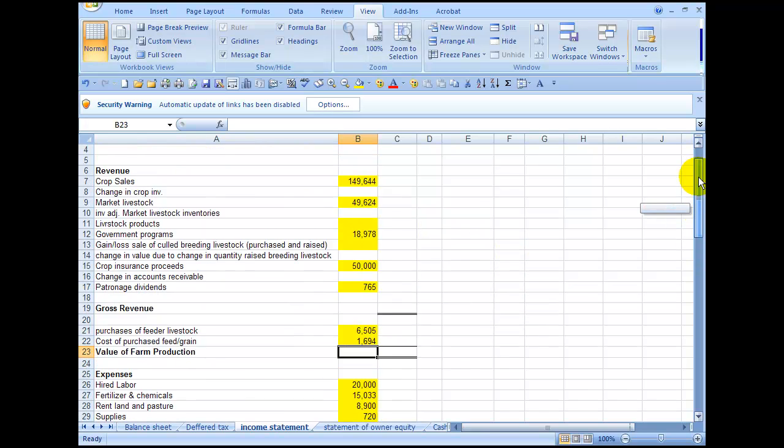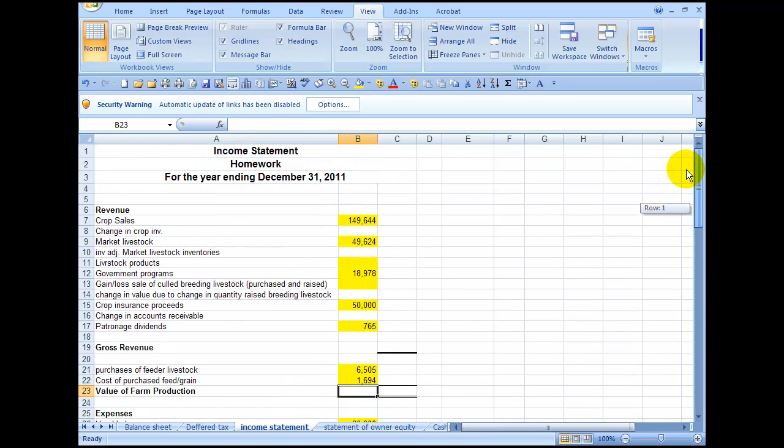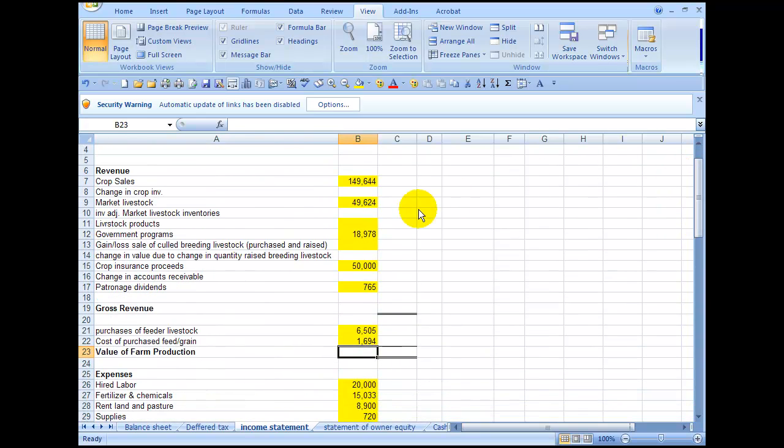So now you've got all the information filled in here. Now we just have to do formulas. So let's just start at the top. We've got our revenue here, and we've got crop sales of $149,644. And then our next one is the change in crop inventory. So this is the money that we received during the year, but we want the total of these two to reflect the amount that was actually produced during the year.